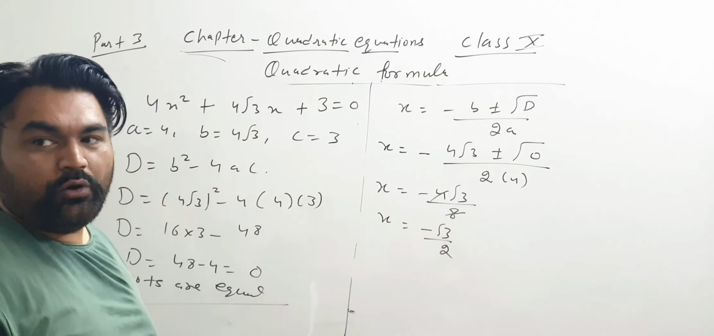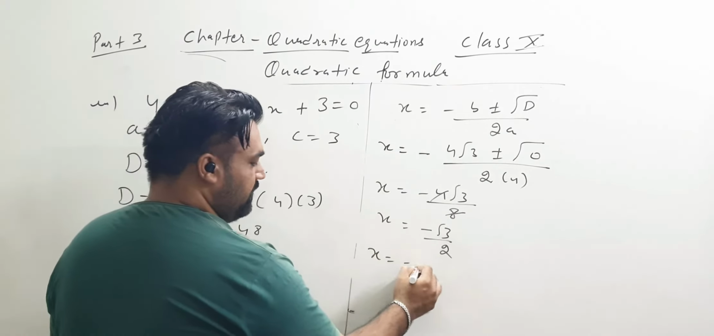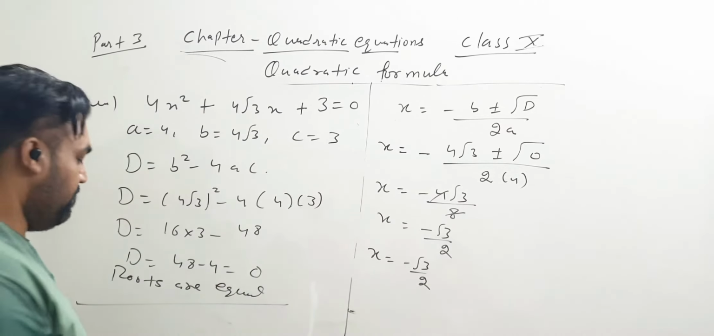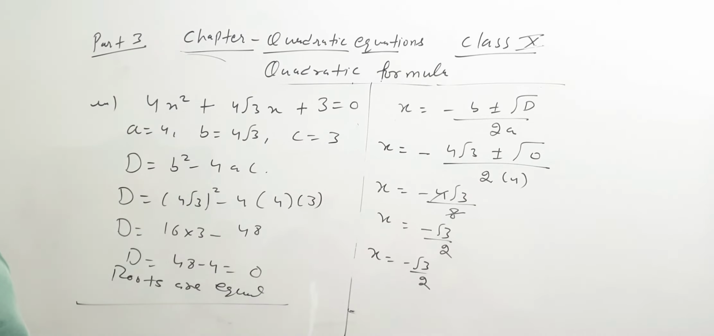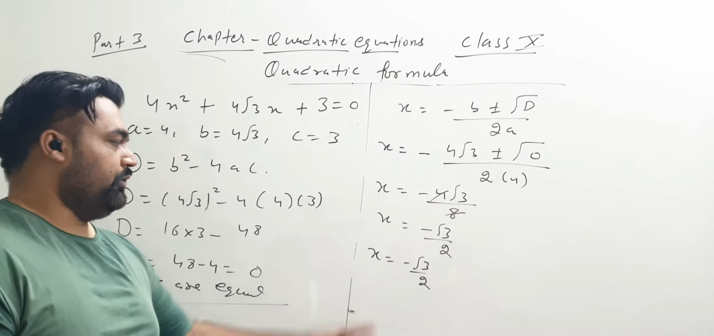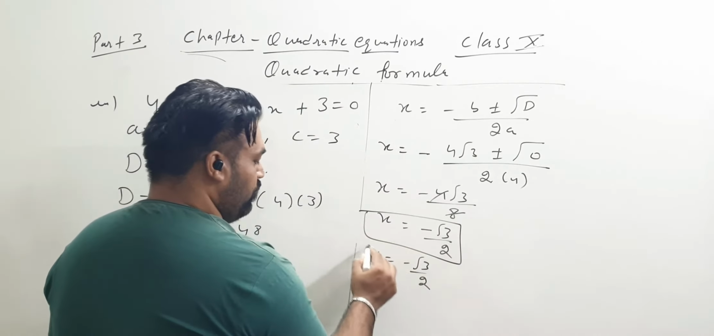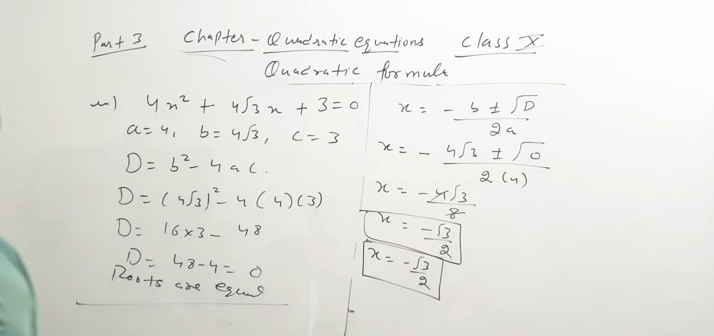If one value of x equals to minus root 3 by 2, obviously the another value of x is also minus root 3 by 2, because the roots are equal. Both the values of x will be equal. So if one value of x is minus root 3 by 2, the another value of x is also minus root 3 by 2. So this is the basic concept of quadratic formula.